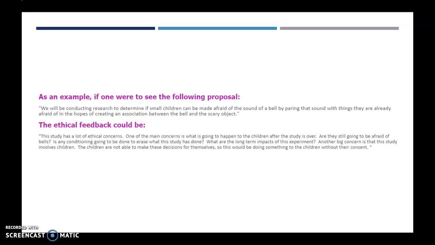Now in the announcement, I do have this example, and your goal is to do just this. Name the ethical concern that you see. And again, you're doing this for all 3 of these proposals.